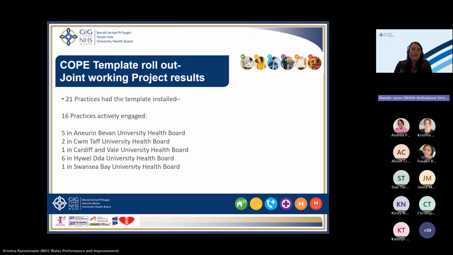So as Keir had already highlighted within the map, we've had several organisations, health boards included, and Aneurin Bevan Health Board led the way, and Hywel Dda and Swansea came on a little bit later throughout the project. So 21 practices were installed and 16 practices were actively engaged. Next slide.